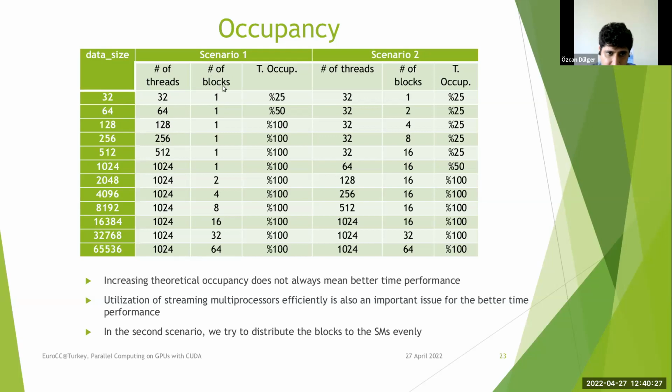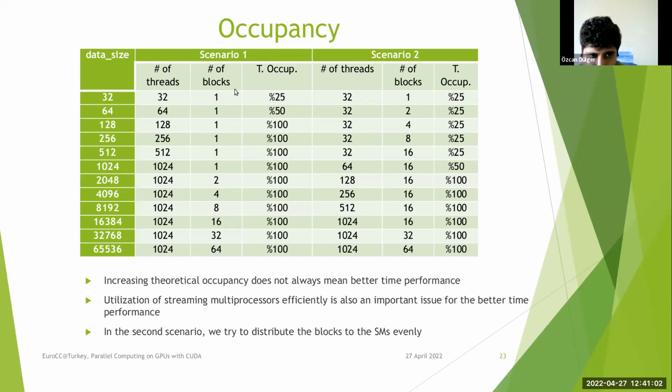Here, the number of blocks is 1 up to 2^11. Since we double the number of threads in a block as the data size doubles, the number of blocks remains the same. When the data size is 2^11, since the number of threads becomes constant, the number of blocks now increases.